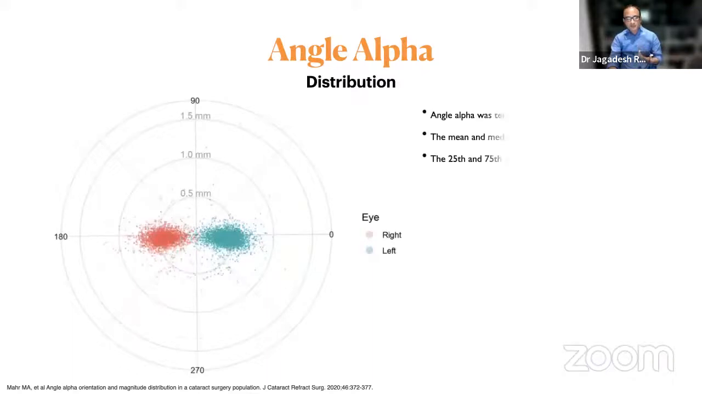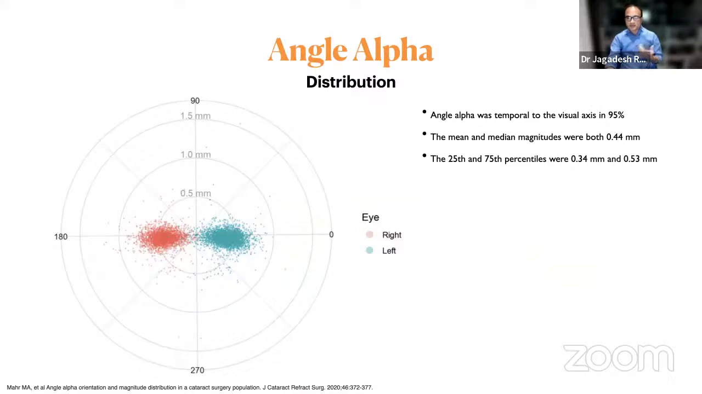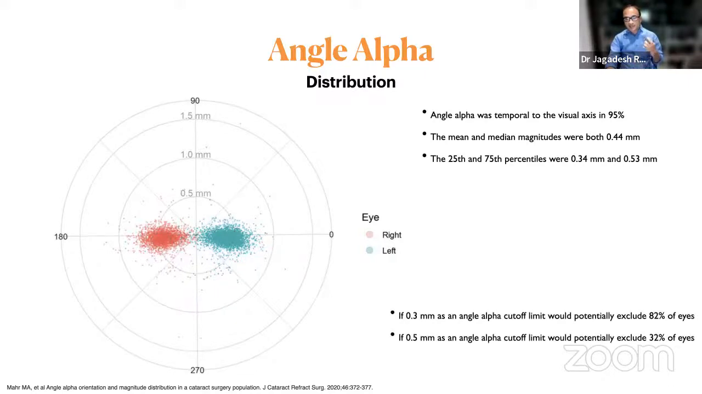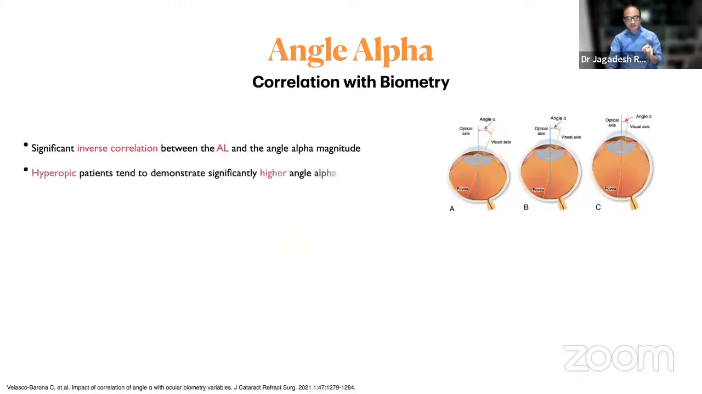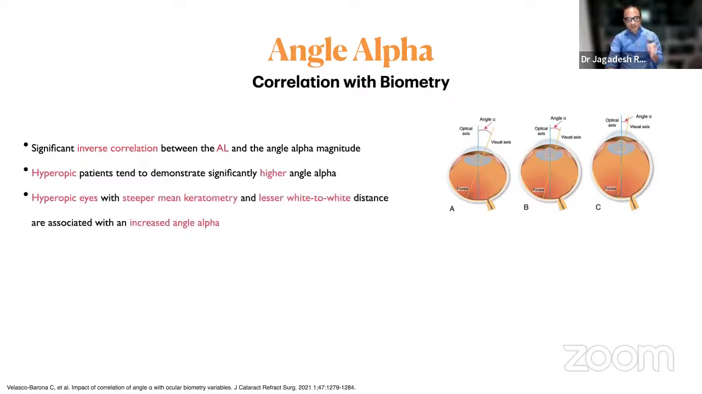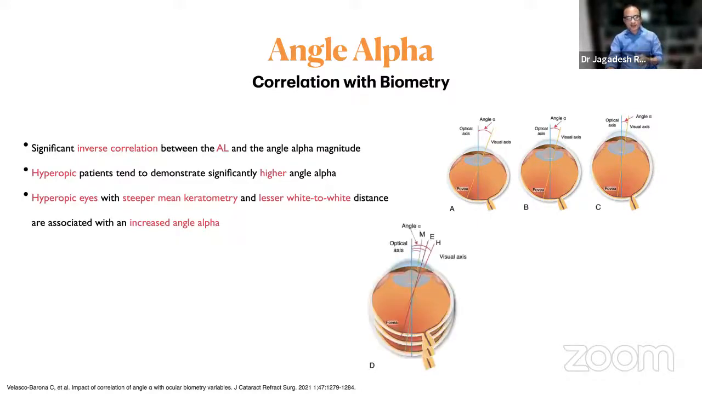If you look at the distribution, angle alpha is temporal in 95% of individuals, and the mean and median is about 0.44, and the percentile ranges from 3.34 to 0.5. And if you have your cutoff as 0.3, you'll be excluding about 82% of individuals from having a multifocal lens. And if you choose 0.5 mm, you'll be excluding about 32% of them. And it also varies with axial length. I think it's a very important factor that we all should understand. It has an inverse correlation, and hyperopes have higher angle alpha, and especially hyperopes with steeper keratometry and lesser white-to-white do have very high angle alpha.